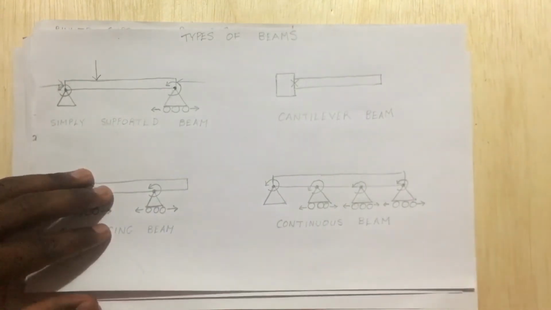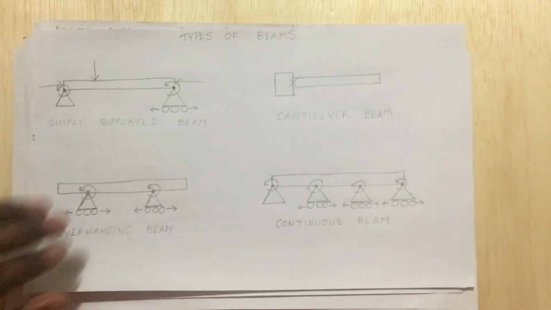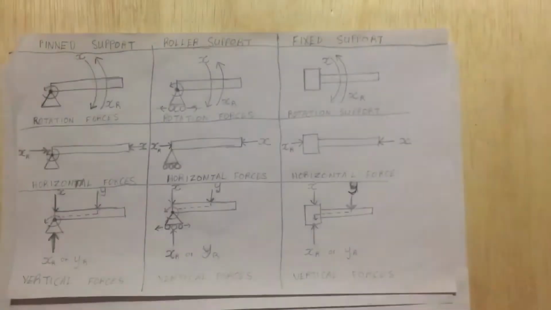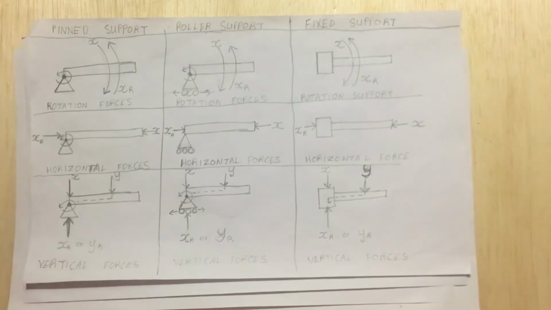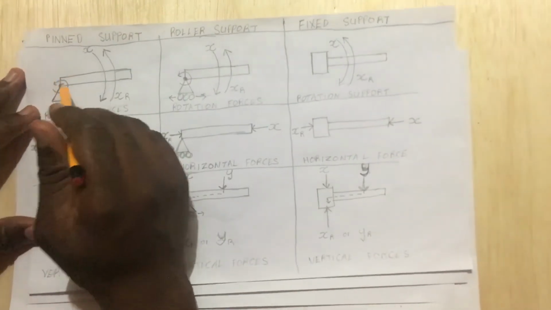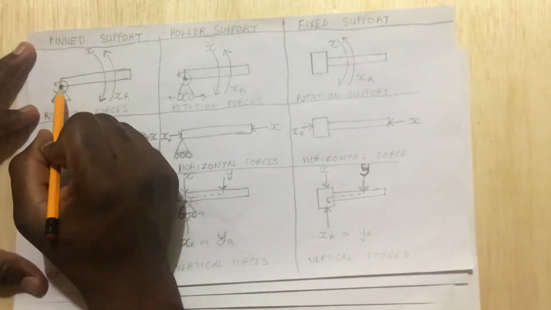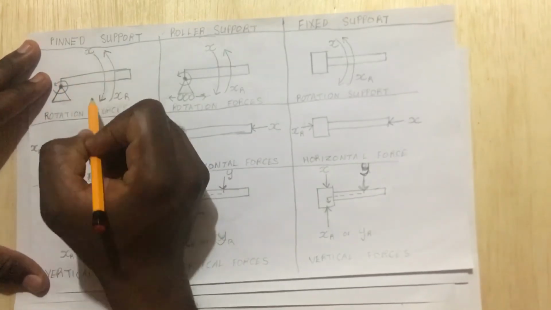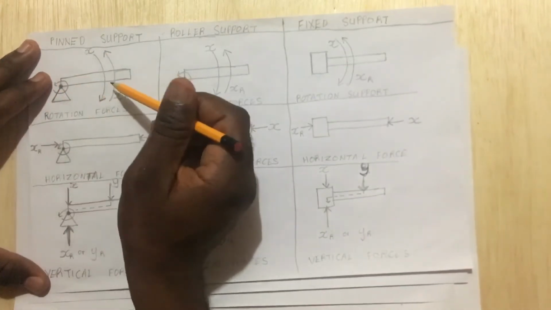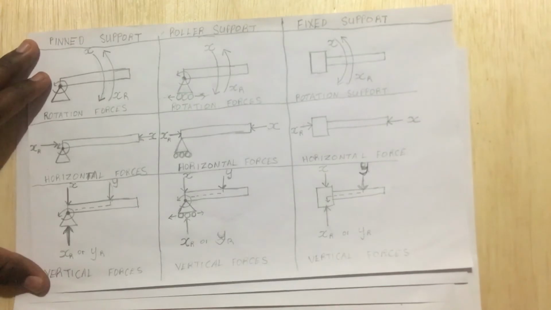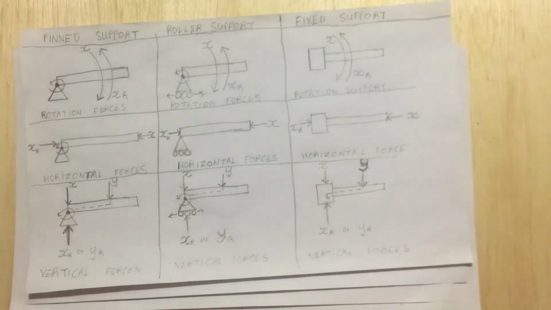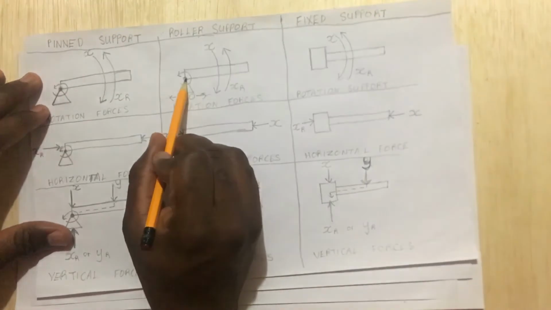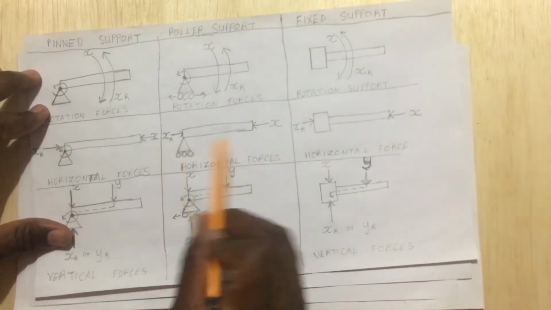Let us have a look at the different types of beam supports. Now, a pinned support is a type of support that allows for rotational movement while resisting horizontal movement and vertical movement. The roller support, on the other hand, allows for both rotational movement and horizontal movement.